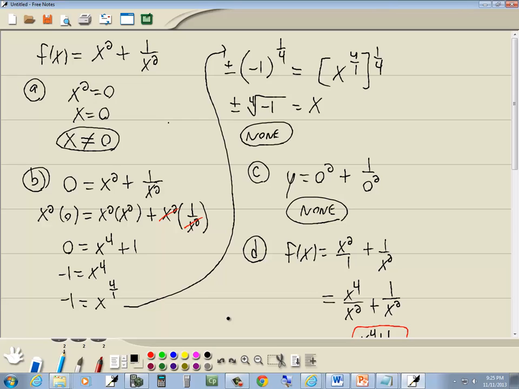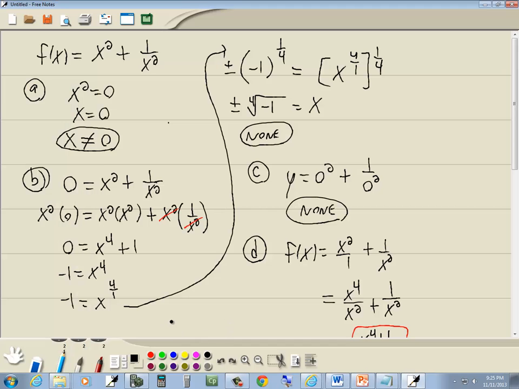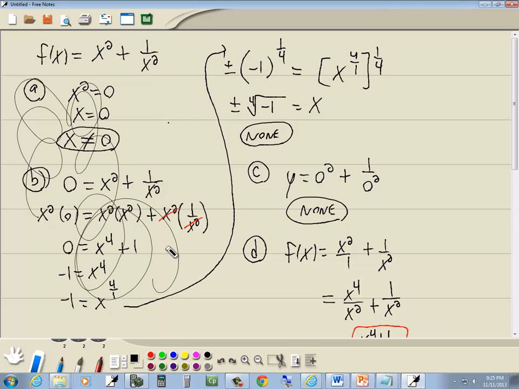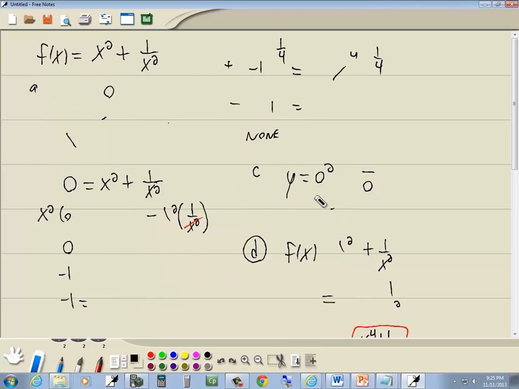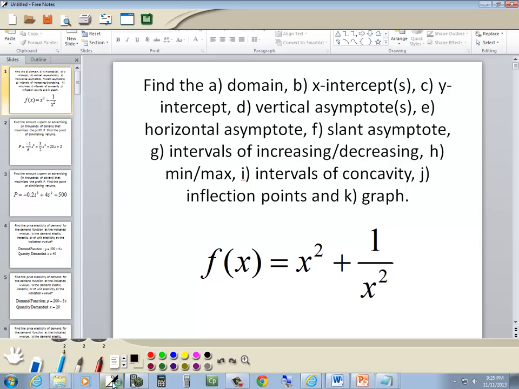We're ready now for what comes after slant: increasing, decreasing. So we're ready for our derivative. So let me erase some of this. Probably easier if I just wrote the problem down again. Okay, there we go.